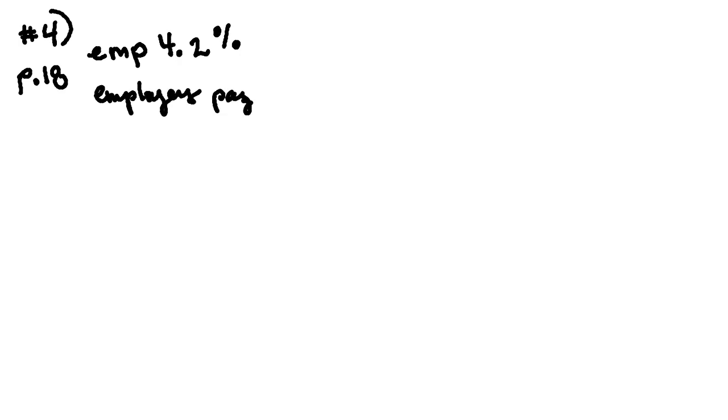Okay, so let me write down what it says. Employees, I'm going to put EMP, they pay 4.2% of their gross wages towards Social Security, while employers, well, that's hard to abbreviate, pay 6.2%. How much will someone earning $45,000 a year pay towards Social Security out of their gross wages?